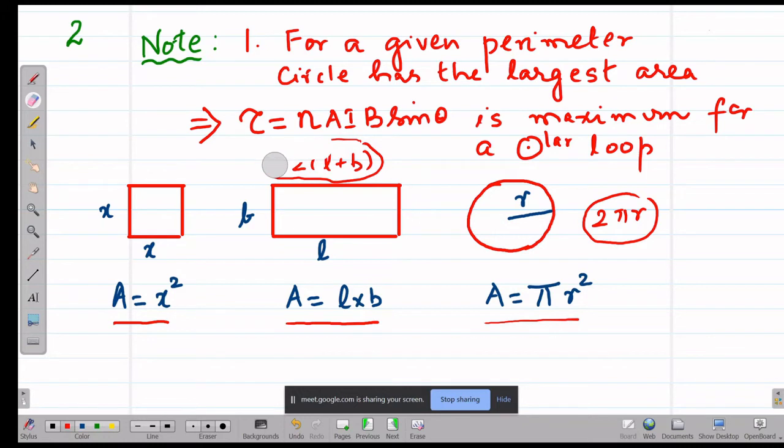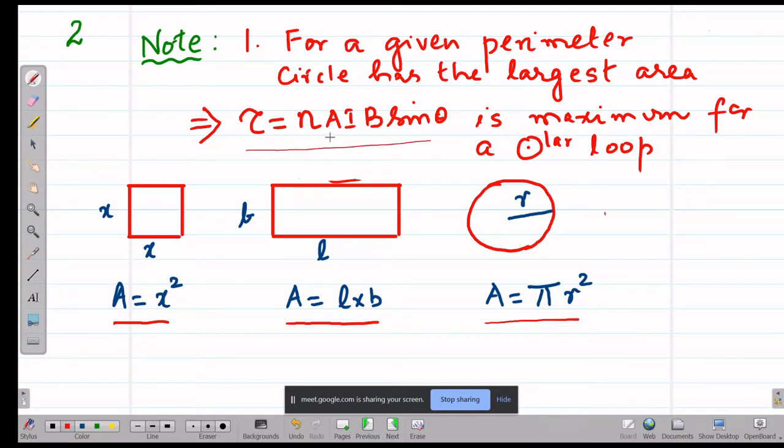You understand what I am telling? For a given perimeter, the circle will have the largest area. Therefore, if you have 3 coils, all of them having the same perimeter, carrying the same current, kept in the same magnetic field, then the torque experienced by the circular loop will be maximum. Because for the same perimeter, the area A is maximum for a circle.